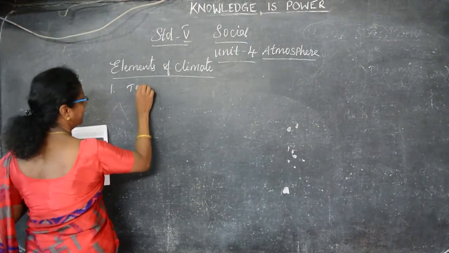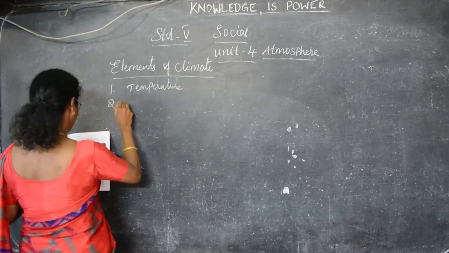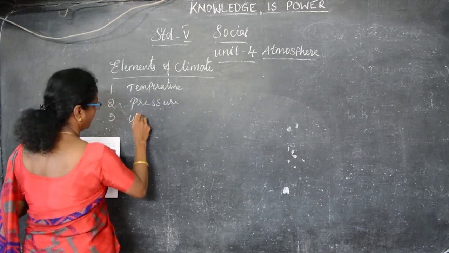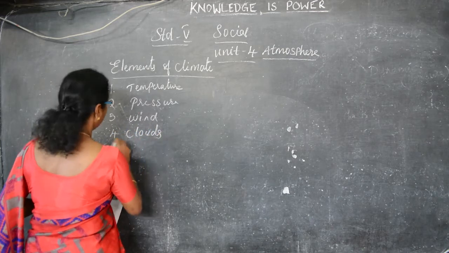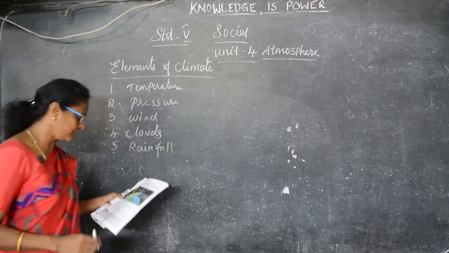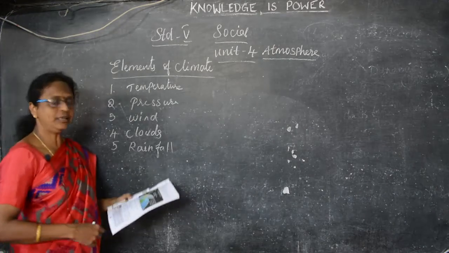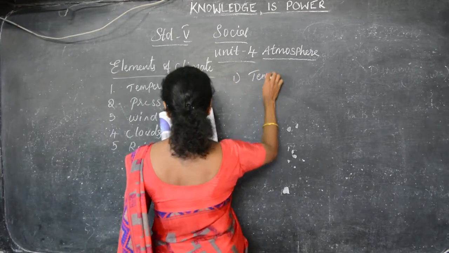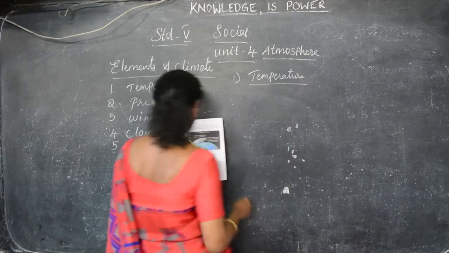First one is temperature, second one is pressure, wind, clouds and rainfall. Okay, so these are the elements of the climate: temperature, pressure, wind, clouds and rainfall. So we are going to say first about the temperature. One by one we will see temperature.